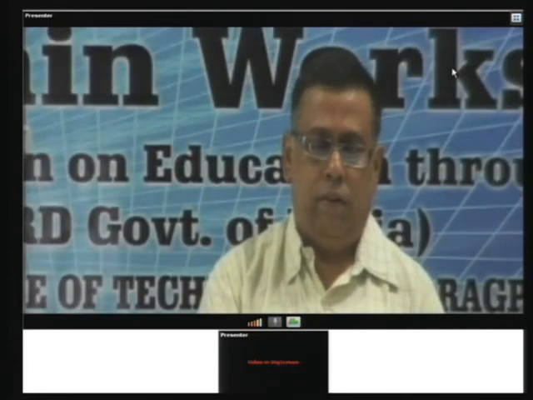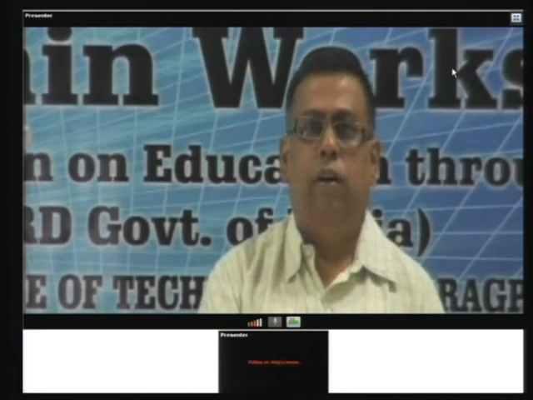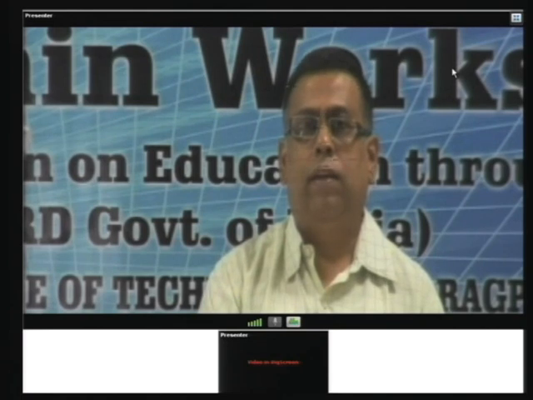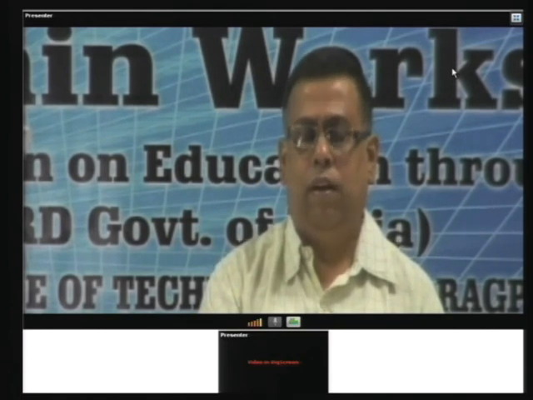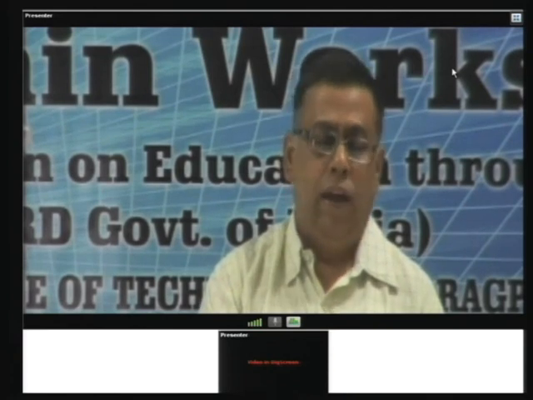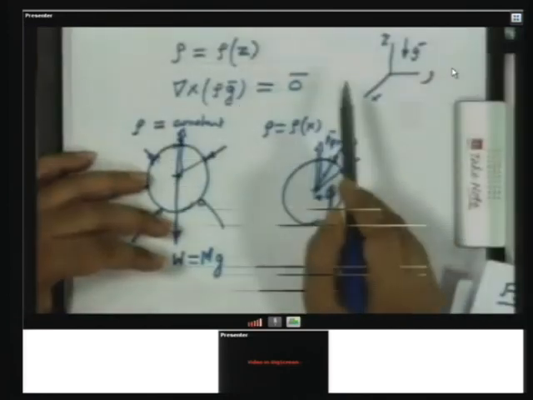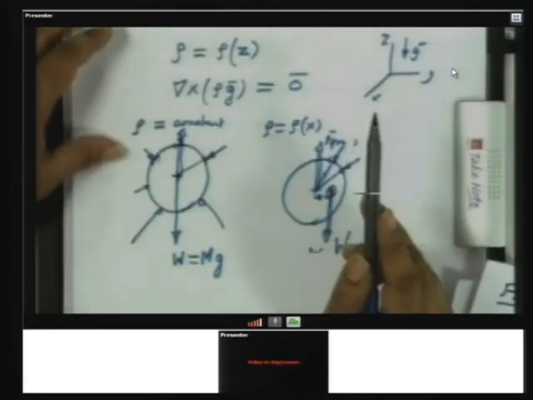So, this is an important concept which can explain the origin of ocean currents and winds. When there is a temperature difference in the horizontal direction, it will induce a density stratification in the horizontal direction, and such a fluid will not satisfy curl of rho g equal to 0, and therefore, it cannot be at rest.